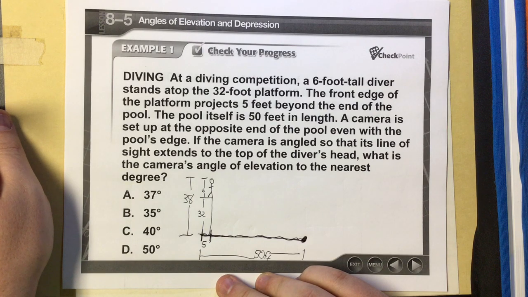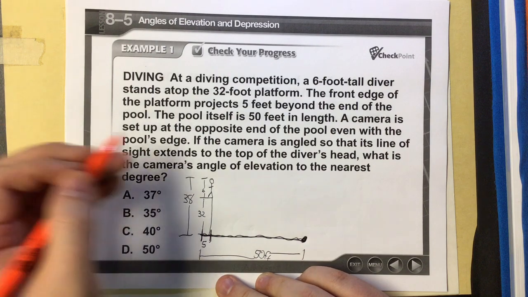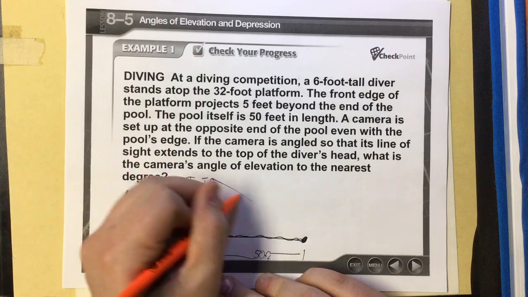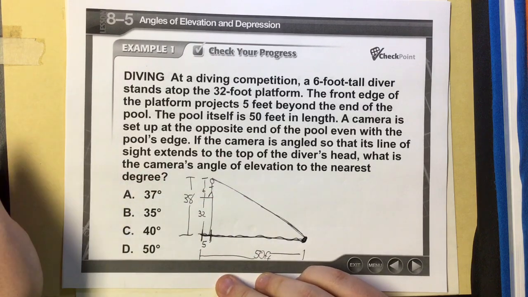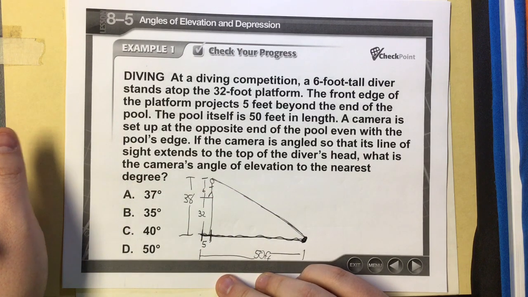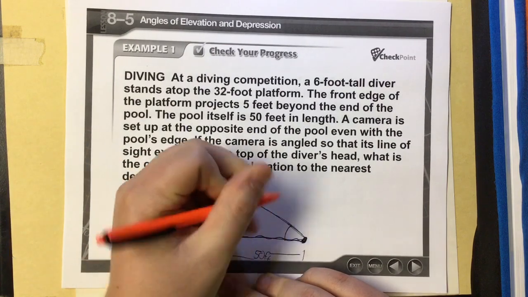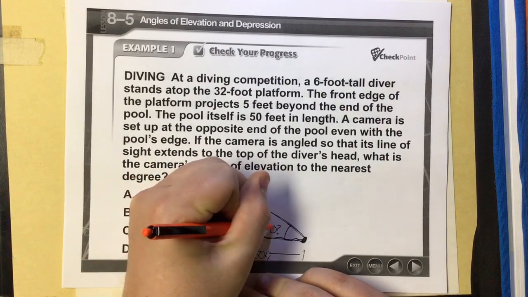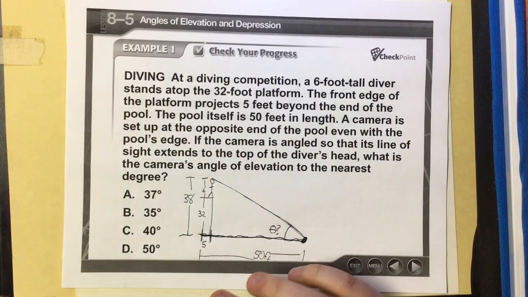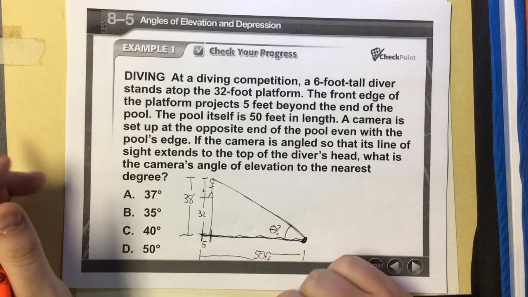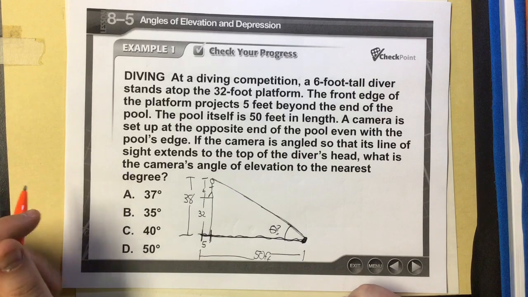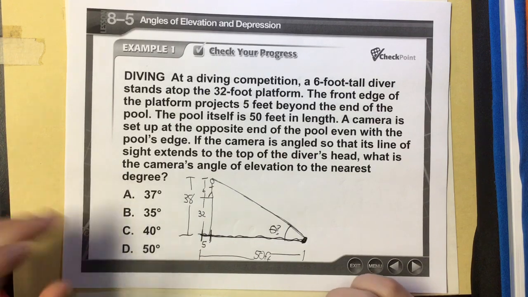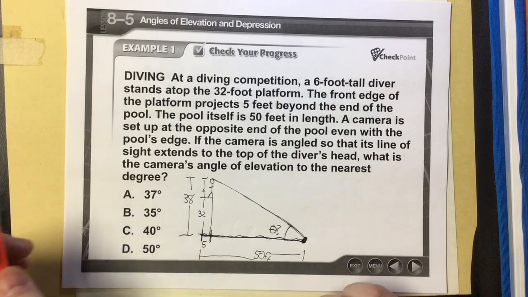If the camera is angled so that its line of sight extends to the top of the diver's head, what is the camera's angle of elevation? We're looking for that angle, that theta, that x, whatever you want to call it. Since we're looking for an angle, that immediately should tell you you're going to use inverse trigonometry.